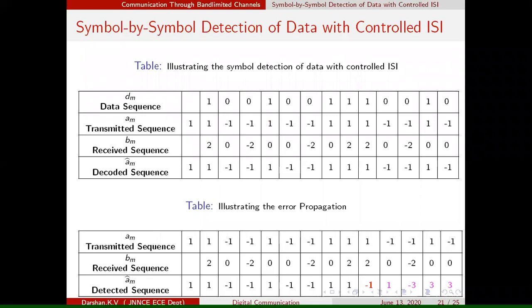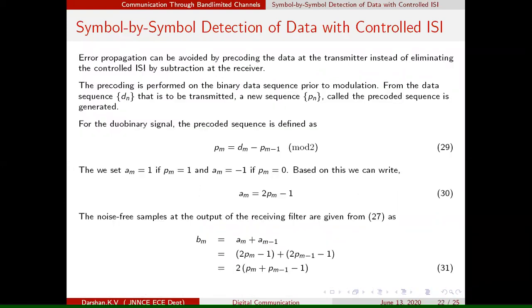We have gone through this, and also we have gone through the concept of error propagation. If at any instant of time there is an error in decoding or detection, the same error will continue. So further data or symbols which are decoded would also be erroneous. To overcome this, we are adding one extra logic. All the processes remain the same.